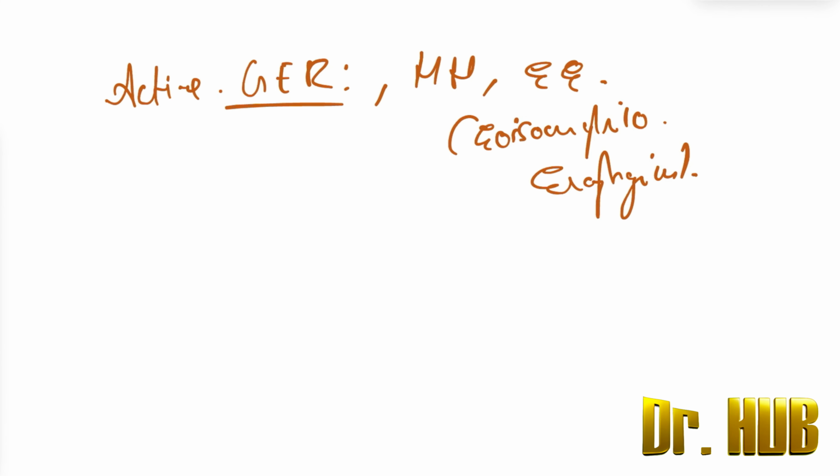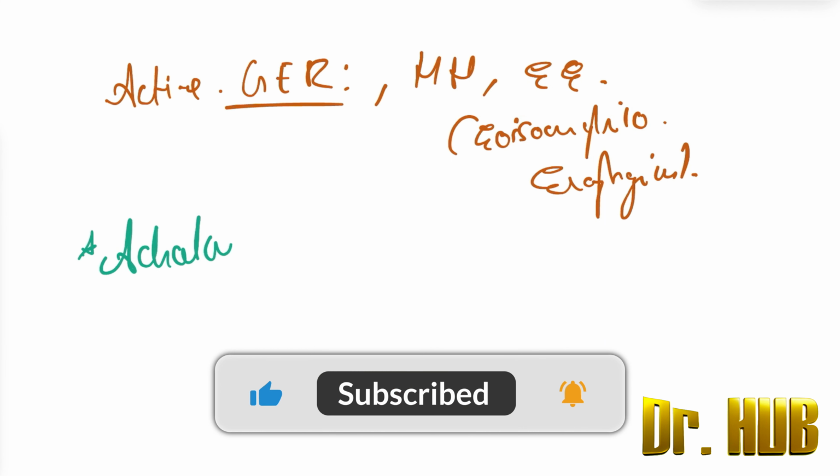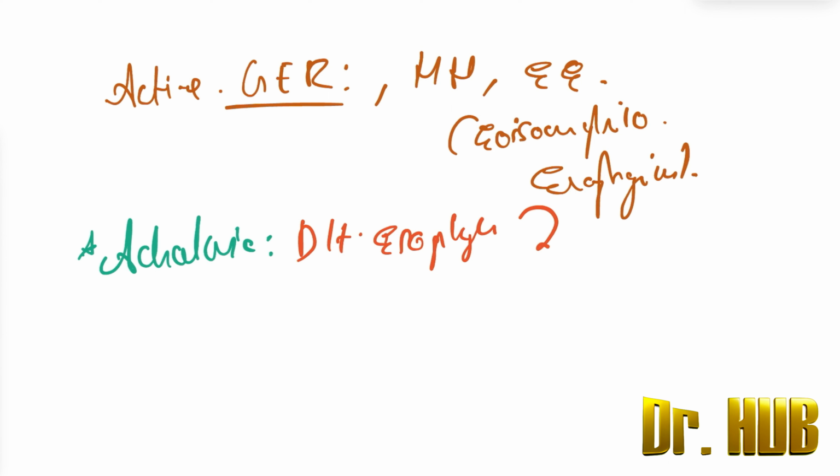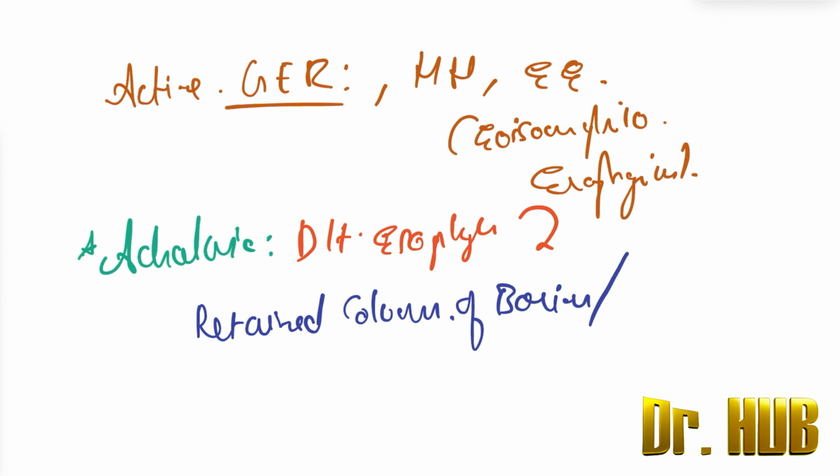Then we are going to look at something known as achalasia. How does achalasia appear? It is nothing but a dilated esophagus, and it has a retained column of barium. A retained column of barium is present, and also a bird beak appearance is seen. All this is present in case of achalasia.